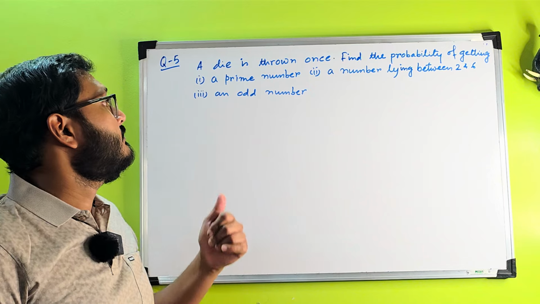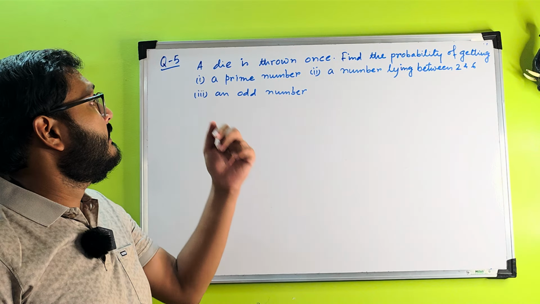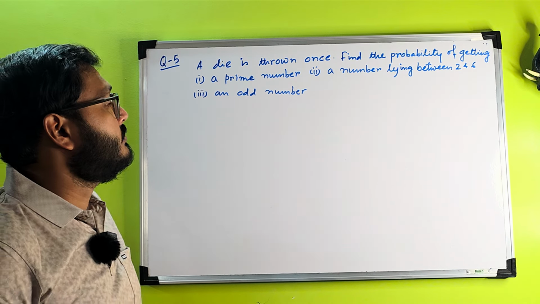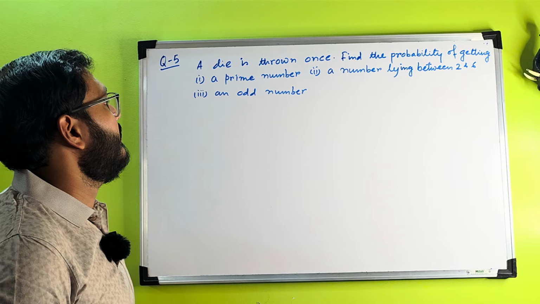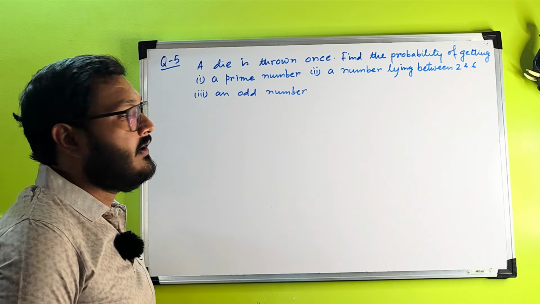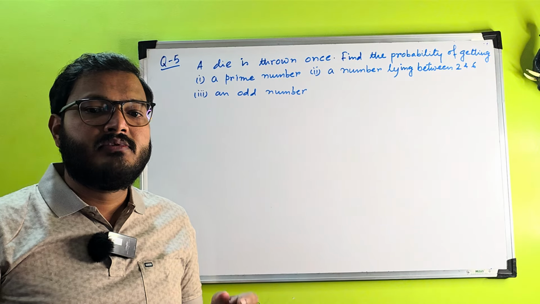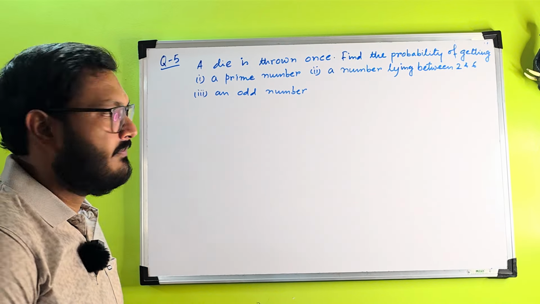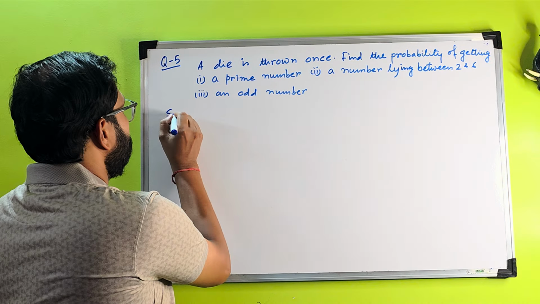Okay, let's start this sum. Read it out. A die is thrown once. Find the probability of getting a prime number, a number lying between 2 and 6, an odd number. First write what? First write the sample space. Okay. So solution.